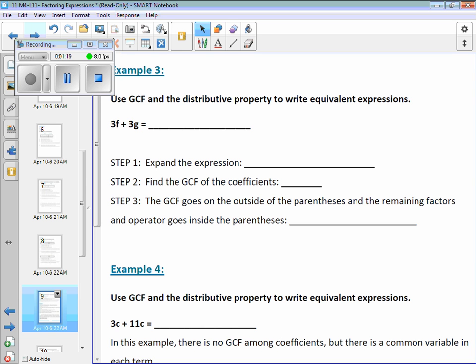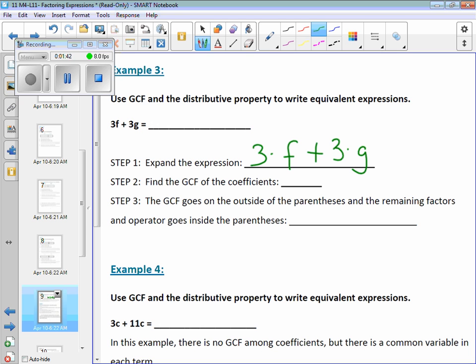All right, go ahead, Ava. 3 plus f. No. 3 times f, plus 3 times j. 3 times j. Okay, so now let's look at the coefficients.